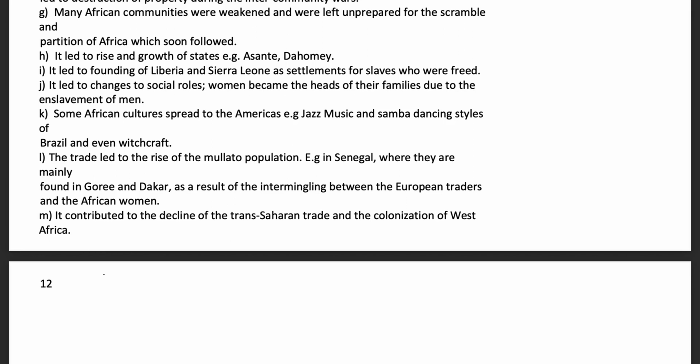L. The trade led to the rise of the mulatto population, e.g. in Senegal, where they are mainly found in Gori and Dakar, as a result of the intermingling between the European traders and the African women. M. It contributed to the decline of the trans-Saharan trade and the colonization of West Africa.